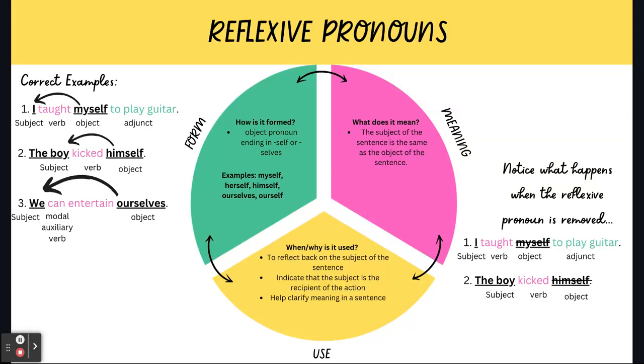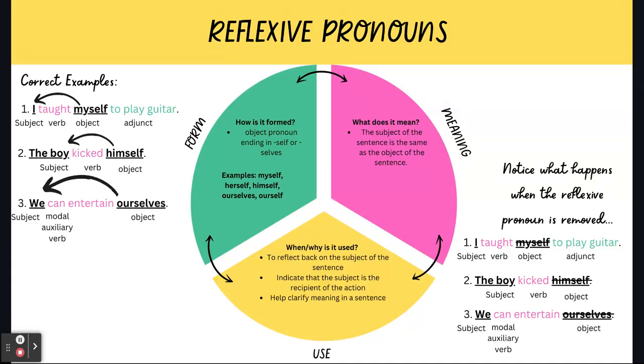For sentence 2, instead of saying the boy kicked himself, I can't just say the boy kicked. I'm left questioning who is being kicked here. Is he kicking himself? Is he kicking his sister? Is he kicking a friend? Is he kicking a bully? We don't know. So this sentence no longer fully has its meaning. And the same thing happens with my third example. Instead of saying we can entertain ourselves, I'm saying we can entertain. We can entertain who? I don't know. So again, I'm losing the meaning.